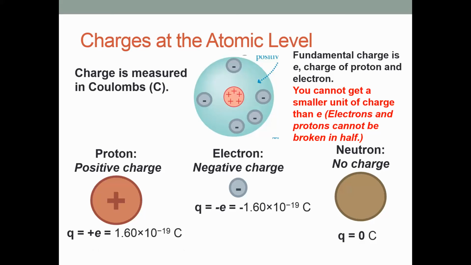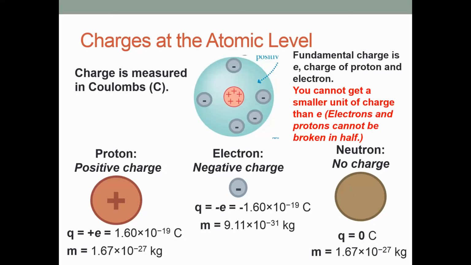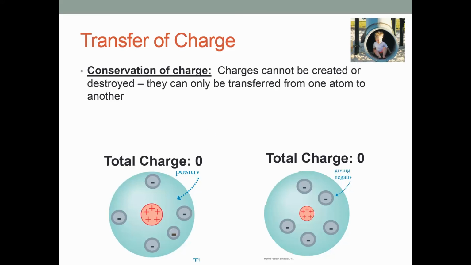The other thing we should note is that there is a difference between the mass of a proton and the mass of an electron, and this is important when we get into looking at momentum and other things, or also for forces. So the mass of a proton is much larger than the mass of an electron. You can see that a proton is 10 to the negative 27 kilograms, and an electron is 10 to the negative 31 kilograms. And a neutron has the same mass as a proton. All right, so now we've talked about the basics of charge in an atom.